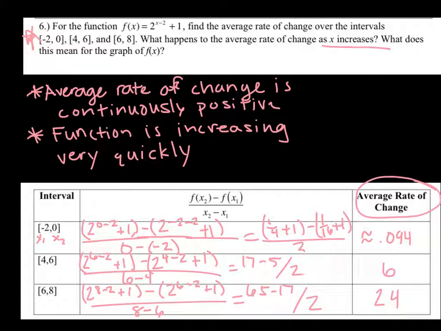So it's not going to be a steady rate of change. It's going to start sort of slow and then get very steep. And that is, if you remember, what your exponential functions do normally look like, and that's the type of function that we have, so that makes sense.